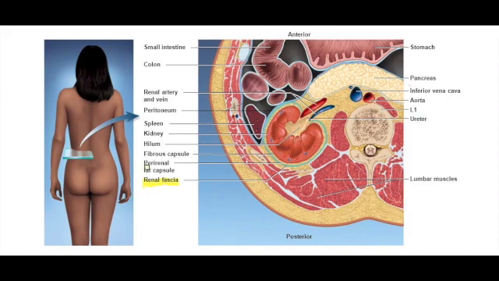The next layer is the pararenal fat capsule. The pararenal fat capsule is a layer of adipose tissue that cushions the kidney. The next layer is the fibrous capsule. As we talked before, the fibrous capsule encloses the kidney like a wrapper and protects it from trauma and infection.